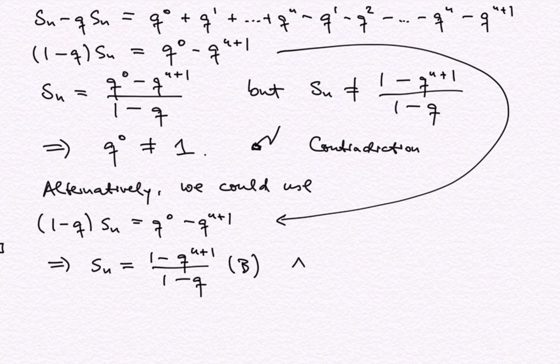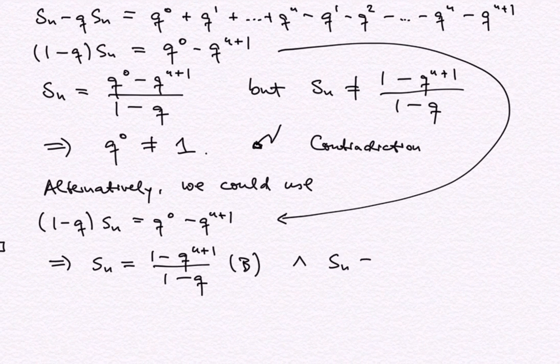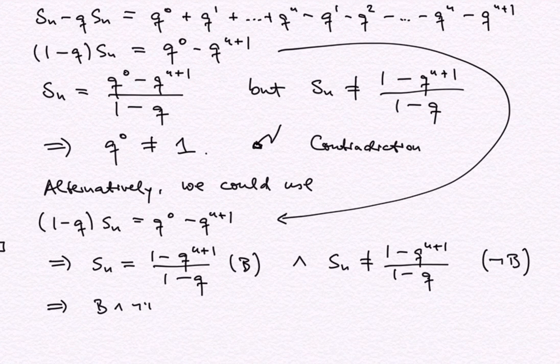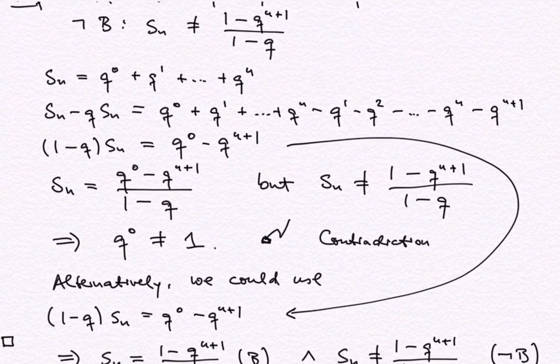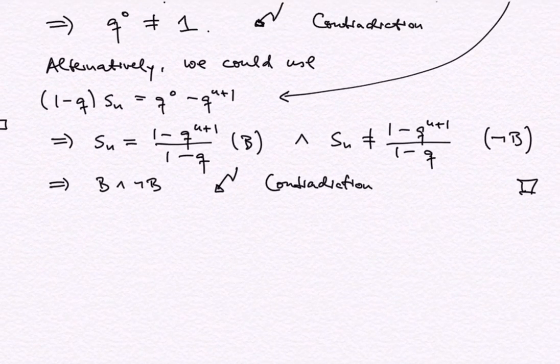But we also have assumed at the same time that Sn is not equal to 1 minus q to the n plus 1 divided by 1 minus q, which is statement not B. So then we have arrived at a statement Z and not Z, or here B and not B. So the contradiction then is B and not B, and that's a contradiction. So again, if you will, lightning strikes. And that's the end of the indirect proof, or the proof by contradiction. Okay?